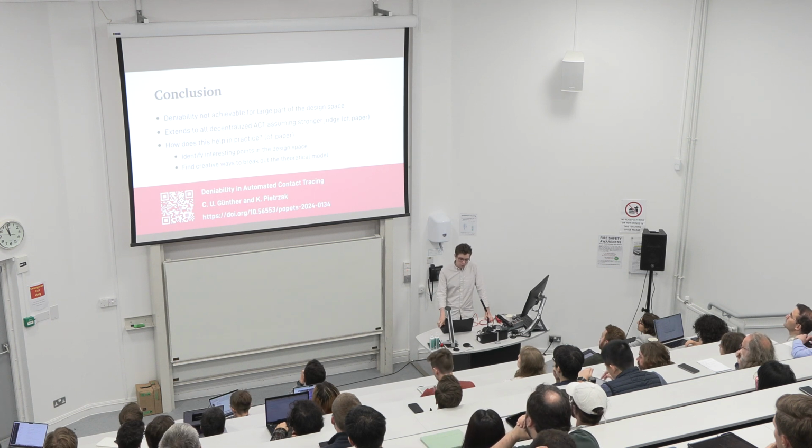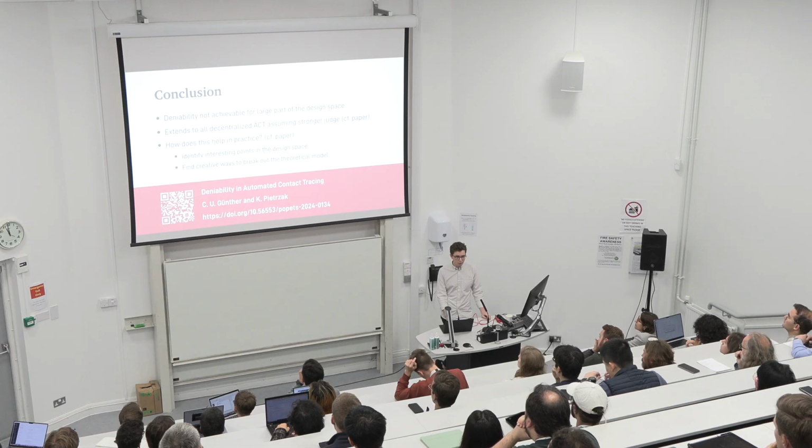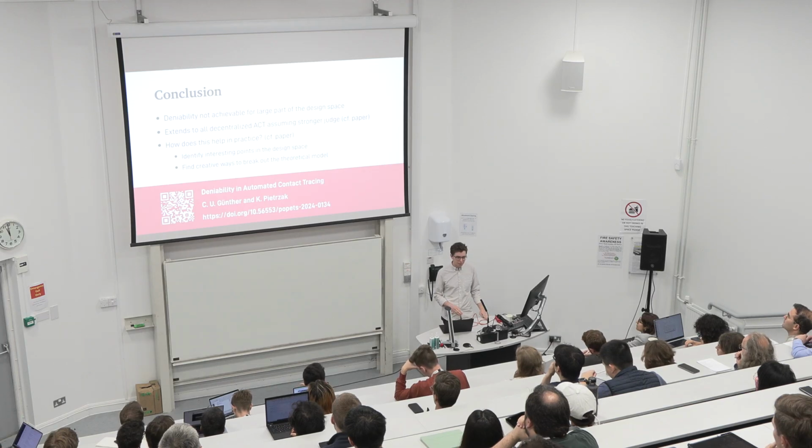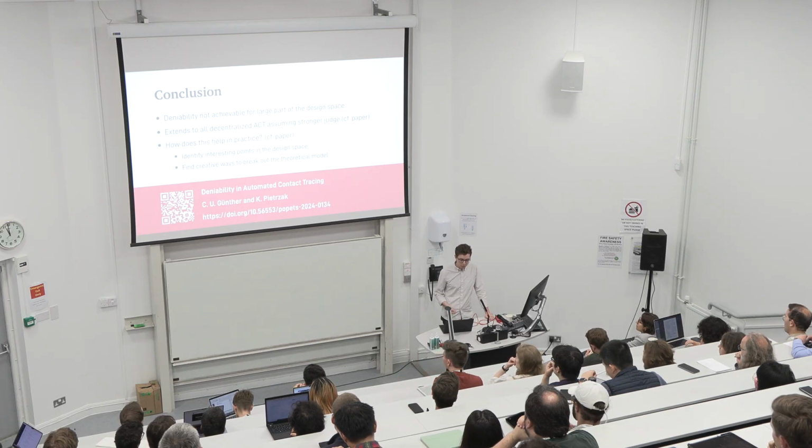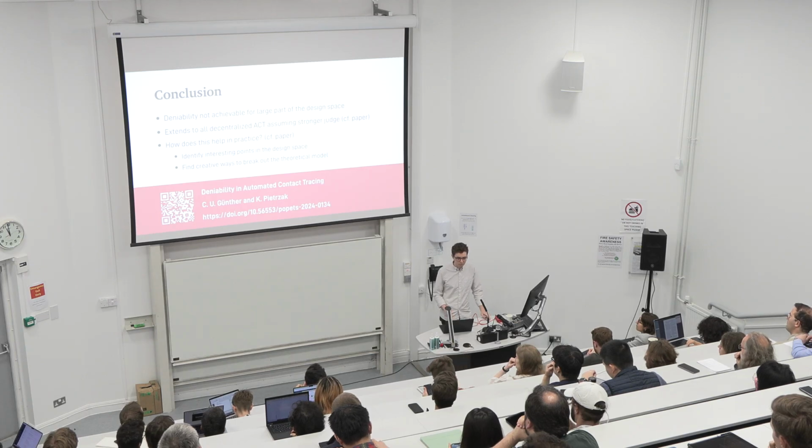Now, so let me conclude. What we've seen in this talk is that deniability is not achievable for these unidirectional and centralized protocols. And the reason why I say not achievable is because effectively replay security is a really basic and important security property for these contact tracing protocols. So we kind of don't want to give that up. So deniability is probably what we will not do.